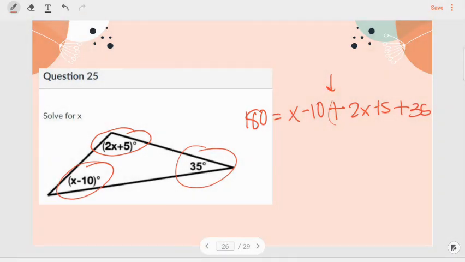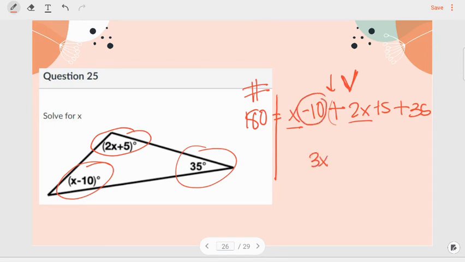This is now an equation I can solve. I draw my line down my equal sign. There's only variables over here, so this is my variable side. There's only numbers over here, so this is my number side. I'm going to combine all my variables. x and 2x make 3x.